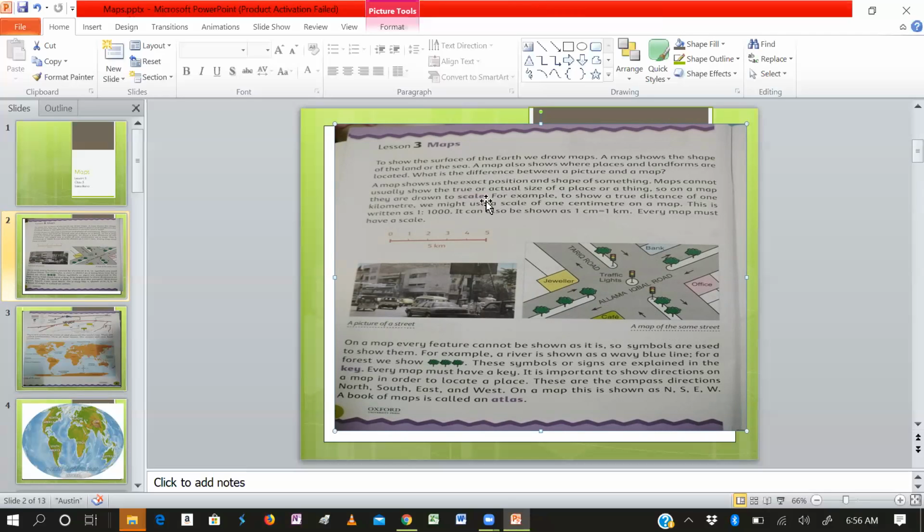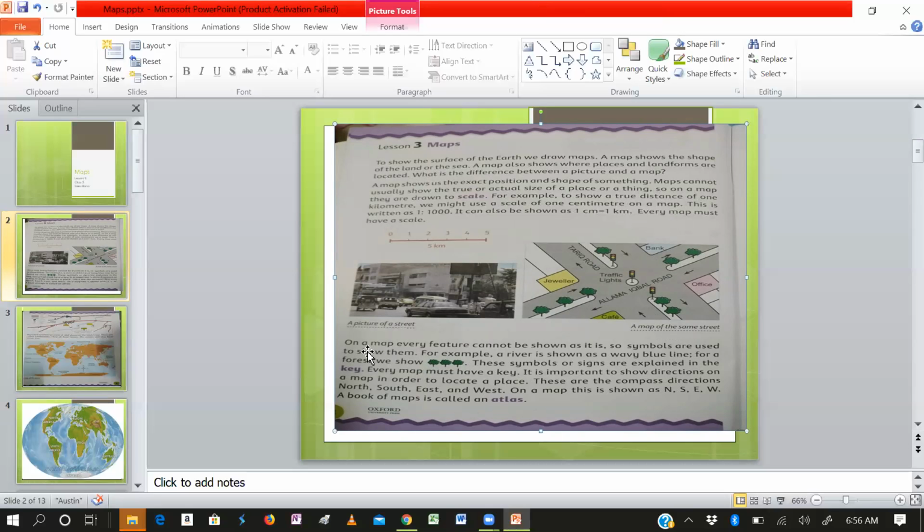So, on a map, usually, they are drawn to scale. For example, to show a true distance of 1 kilometer, we might use a scale of 1 centimeter on a map. This is written as 1 to 1000. It can also be shown as 1 centimeter equals 1 kilometer. Every map must have a scale. Another key term which has been used here is scale. We shall also discuss it.